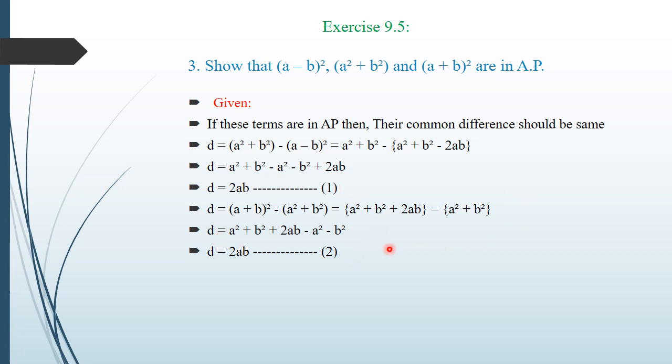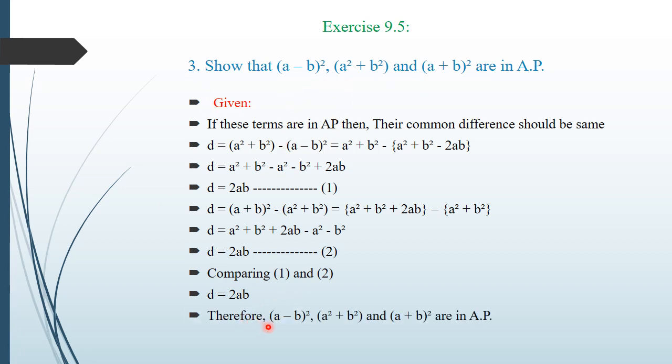When I compare these two results, you can see the common difference is going to be same, that is 2ab. Therefore, what we can say is common difference of this AP is going to be equal to 2ab, and therefore these three terms are in AP.